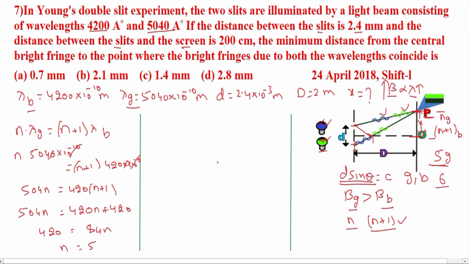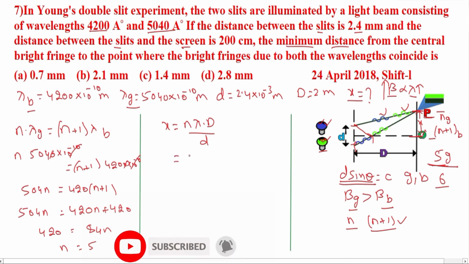Next, what did he ask us to calculate? He asked us to calculate the minimum distance. That minimum distance is nothing but x from O to P, so now you have to calculate x. Let us focus on green. We know that from O to P, 5 green bright fringes are formed, and the formula for the distance of the nth bright fringe from the central maximum is x is equal to n lambda capital D by small d. Here n will be equal to 5.